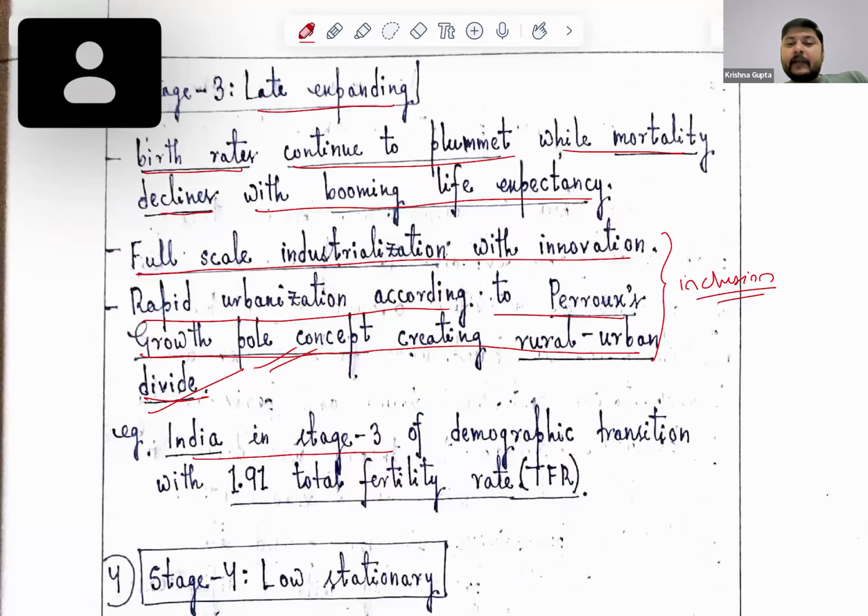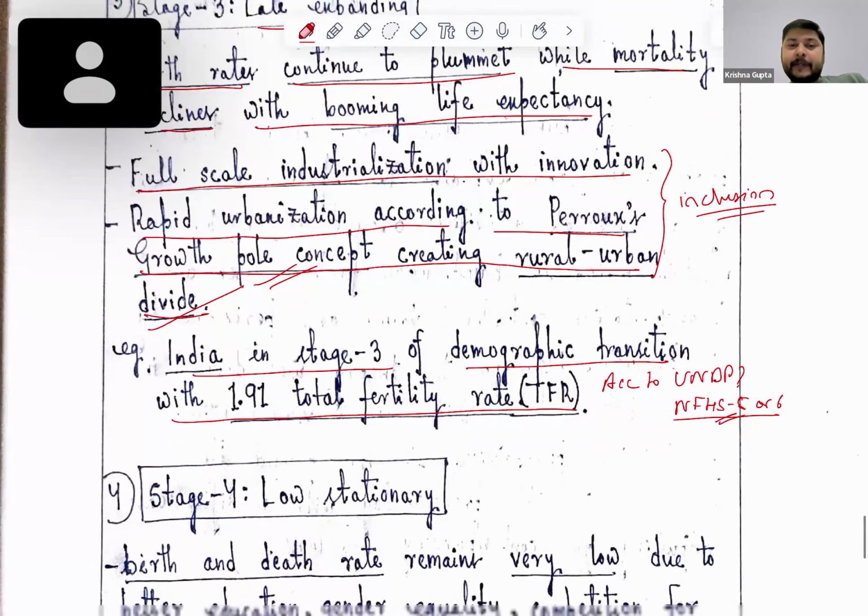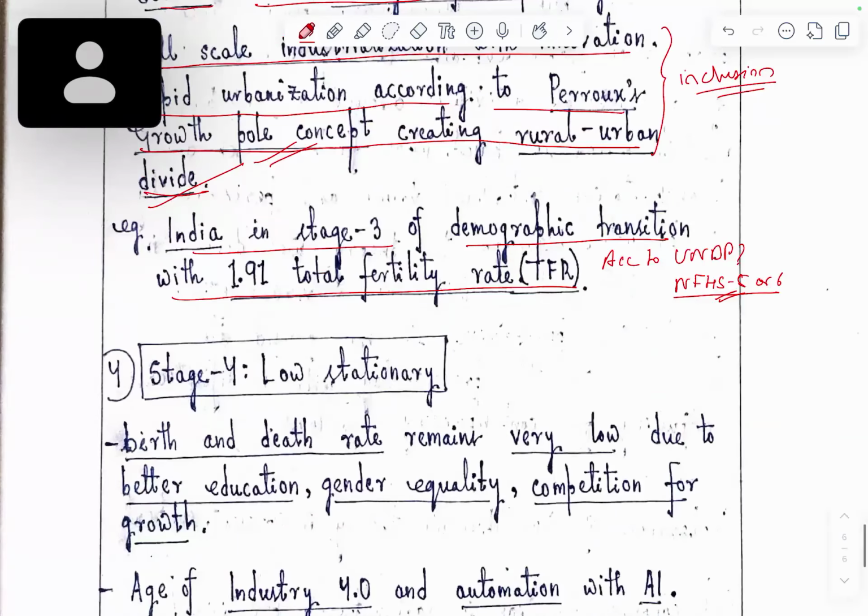India is in stage 3 of demographic transition with a 2.0 total fertility rate. This is according to UNDP, or is it NFHS 5 or 6? NFHS 5, not 6. Okay, so we'll be specifying the source's name here also.